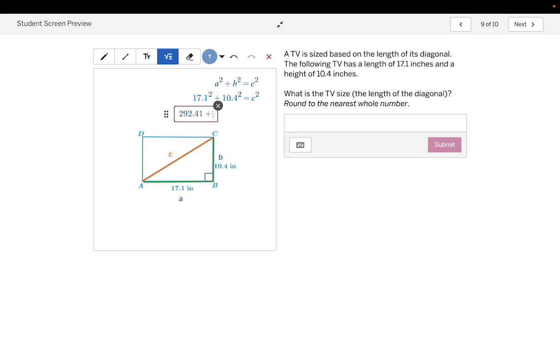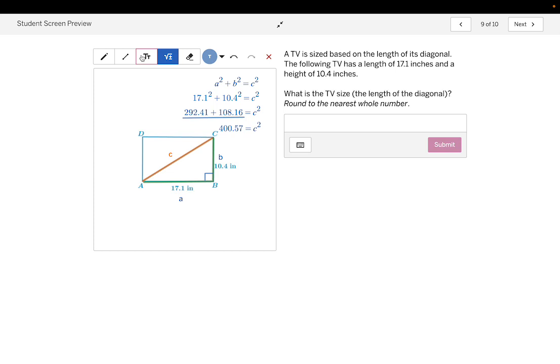And then plus 10.4 squared is 108.16, and then equals C squared. Now this problem is really similar to the first one we did, back on slide 7, where we know these two numbers here, so I can go ahead and add them together. So we'll do 292.41 plus 108.16. When we add those together, it ends up being 400.57 equals C squared.